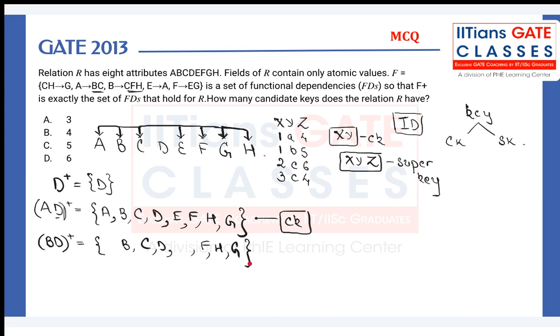Can I get A? For A, I need to have E, right? Because E derives A. If I have E, then I will get A. Can I get E? How? Who is giving me E? From F. Very good. So I'll get E, and then E will give me A. Did I get all the attributes of the table? So this is also a candidate key.